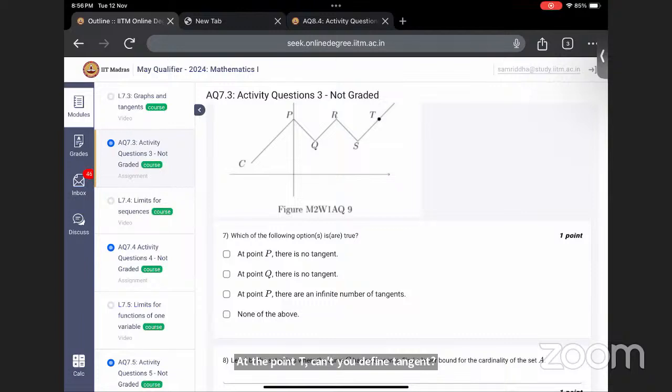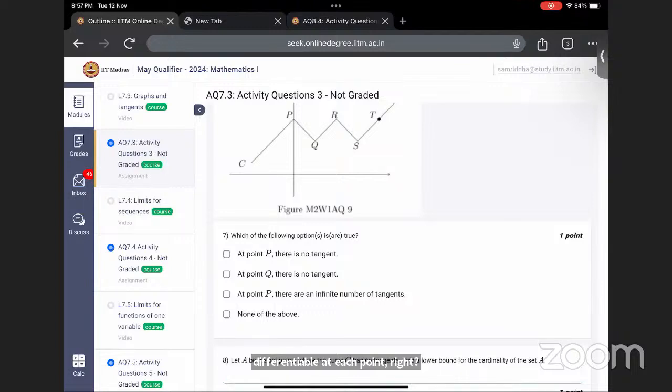Right? So clearly, if a curve is differentiable at some point, then you can define a tangent. So just check the points at which the curve is not differentiable. After S, the curve is just a straight line, right? So the straight line is differentiable everywhere. That means after S we don't have any problem. After S, the curve is differentiable at each point, right?